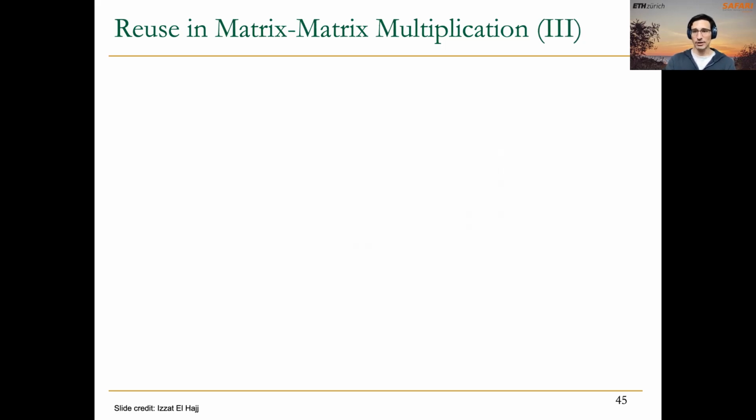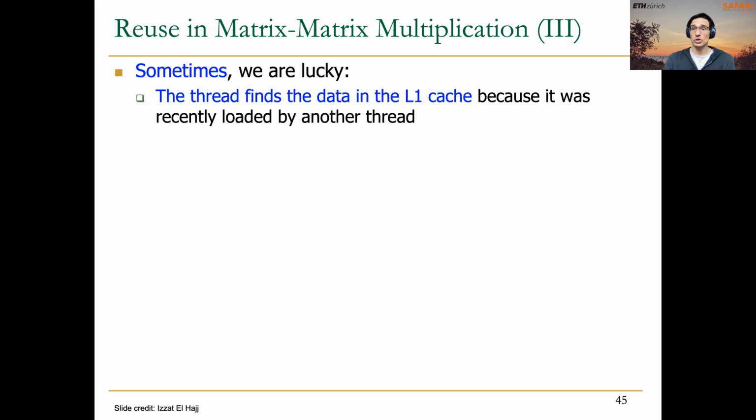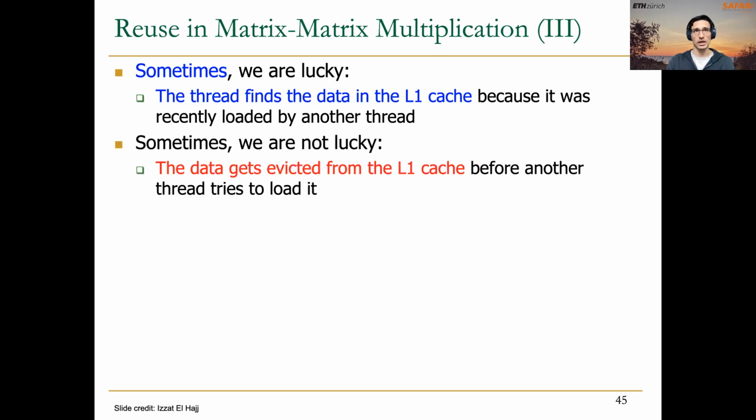If we don't do anything to take advantage of this data reuse, we may be lucky and sometimes find the data in the L1 cache because other threads have requested this data from the global memory, and it turns out that this data is in the L1 cache, but that may not always be the case. In some cases, we won't be lucky. The data previously accessed by other threads has already been evicted from the L1 cache, so we'll have to go again to the global memory.